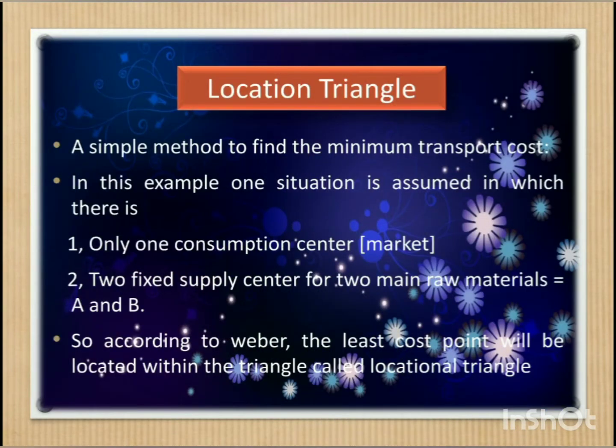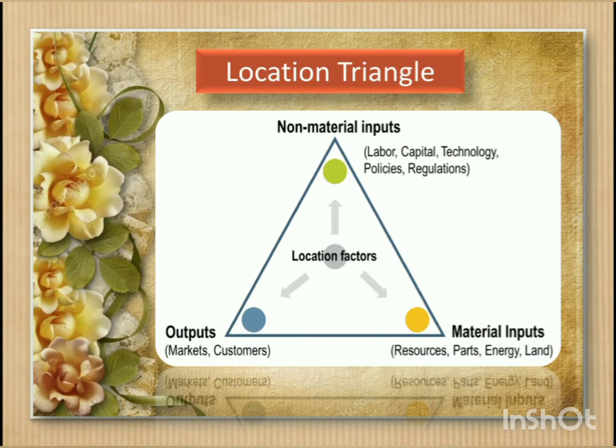Now we are going to the pictorial illustration of this theory, that is location triangle. Alfred Weber used a location triangle to illustrate his approach. It's a simple method to find the minimum transportation cost. In this example, one situation is assumed in which there is only one consumption center, that is market. Two fixed supply center for two main raw materials, that is A and B.